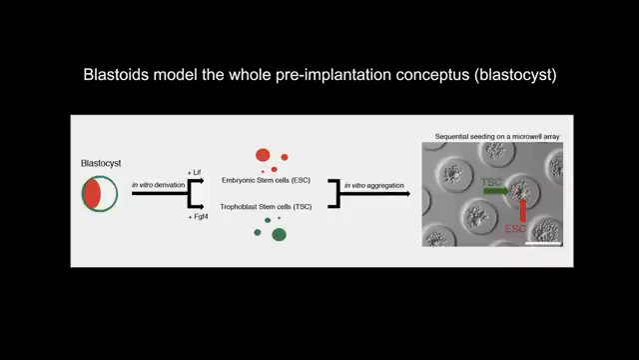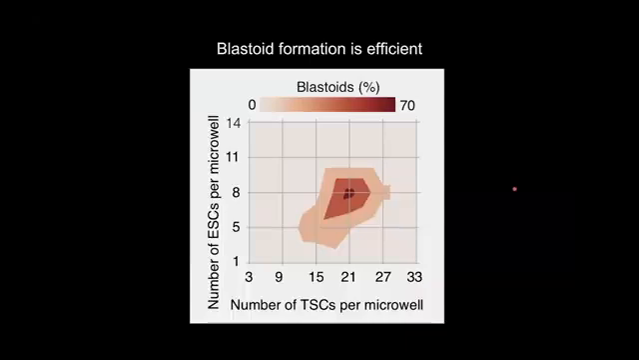and they are going to form a double layer structure that, under specific conditions that I'm happy to discuss, are capable of forming a blastoid. And those blastoids form very efficiently if you have the right number and ratios of cells. If you have about 8 embryonic stem cells and about 20 trophoblast stem cells, the efficiency is about 70%.